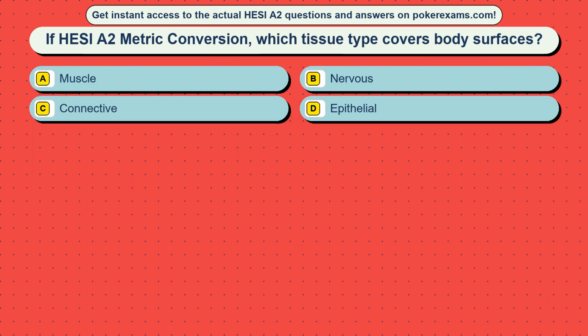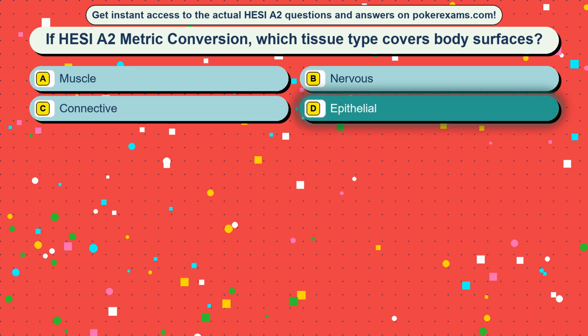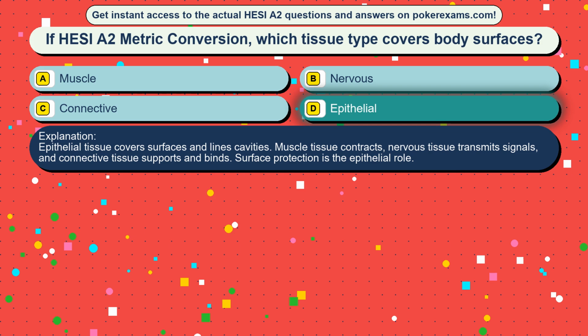Question 10. If HESI A2 metric conversion, which tissue type covers body surfaces? Option A, muscle. Option B, nervous. Option C, connective. Option D, epithelial. The correct answer is option D, epithelial. Epithelial tissue covers surfaces and lines cavities. Muscle tissue contracts, nervous tissue transmits signals, and connective tissue supports and binds. Surface protection is the epithelial role.